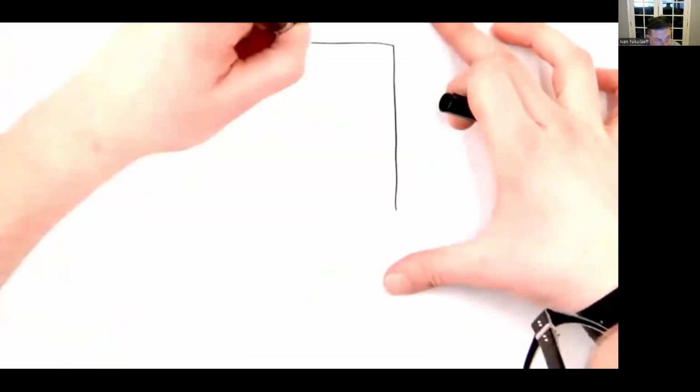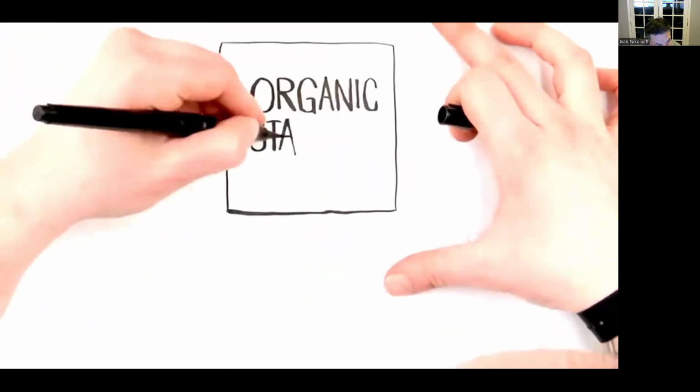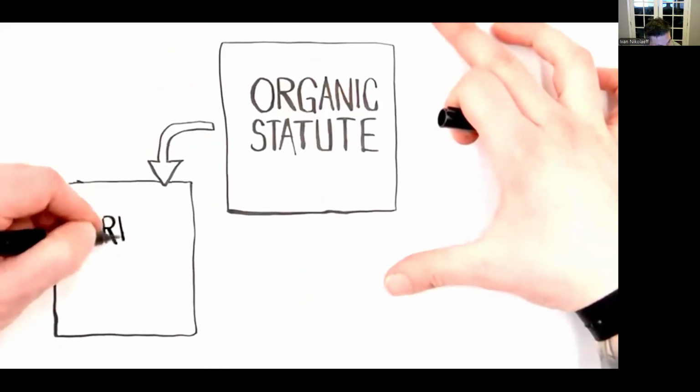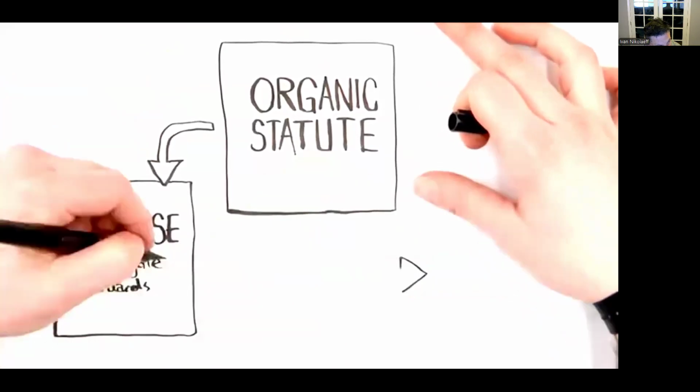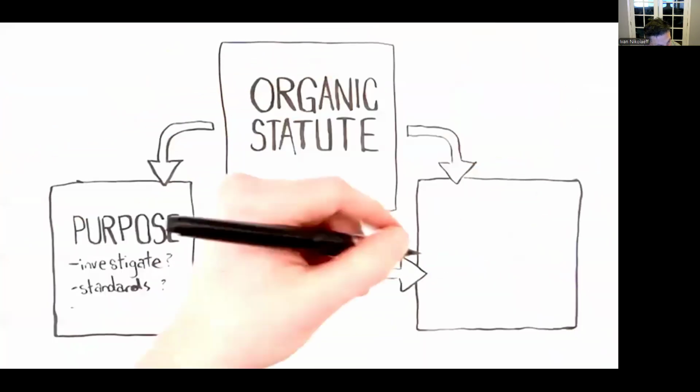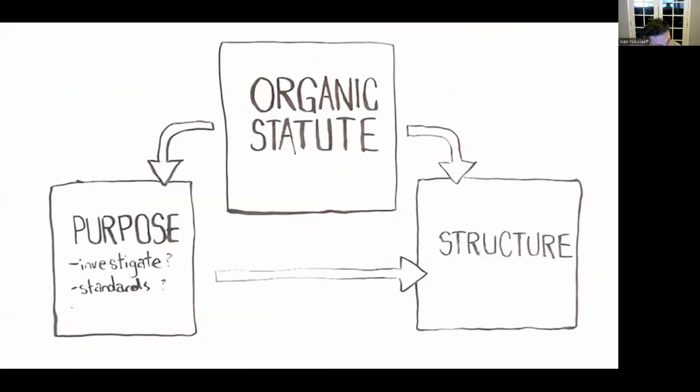Agencies are formed by an act of Congress. Congress writes a kind of law called an organic statute that lays out the purpose and the structure of the agency. And then the agency is in charge of implementing that purpose as it's laid out in the statute.